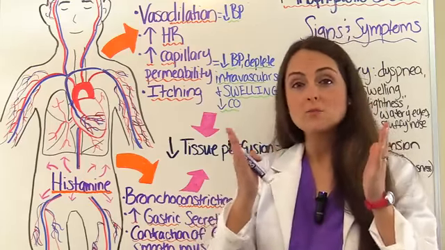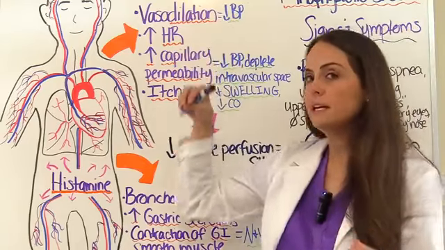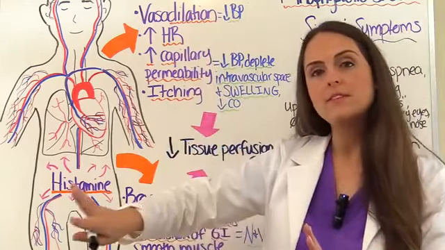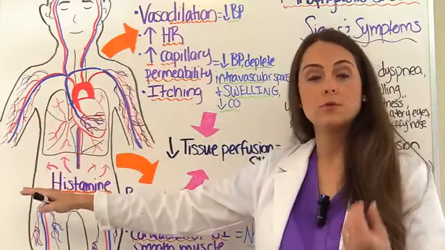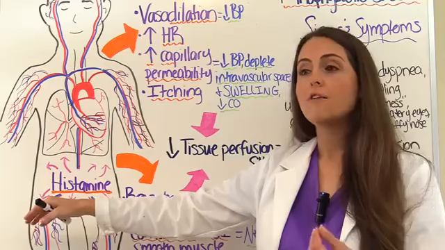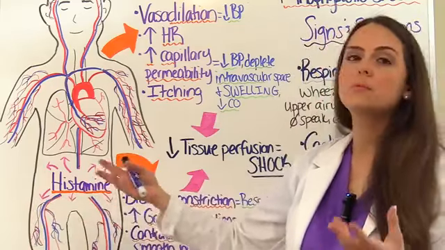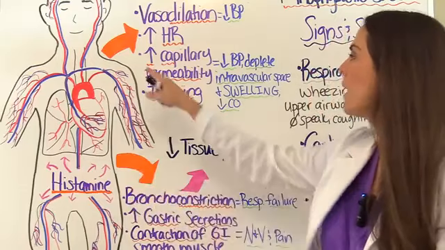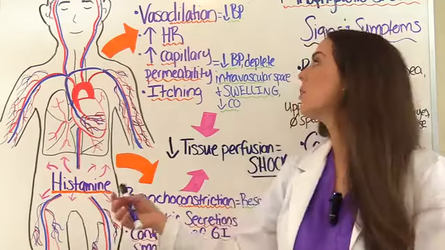And whenever vessels widen, what does that do to blood pressure? It drops it. And this is going to decrease the amount of blood that's going to flow to the cells that make up our tissues and organs. It's going to deplete them of oxygen and they're going to get stressed out and they're going to die because that blood is going to be pooling and not going where it's supposed to go. In addition, histamine increases our heart rate, so you can see tachycardia.